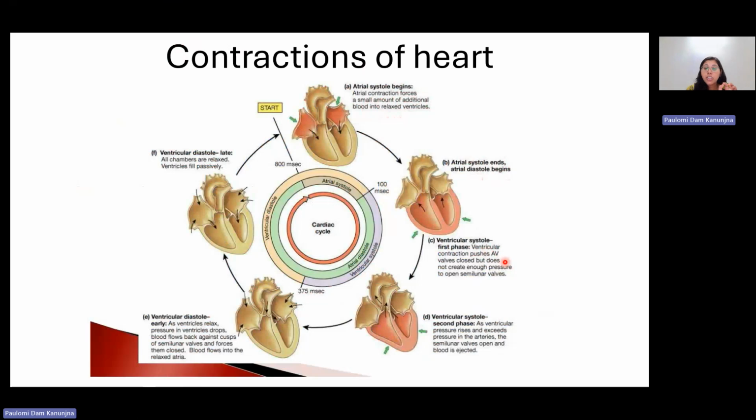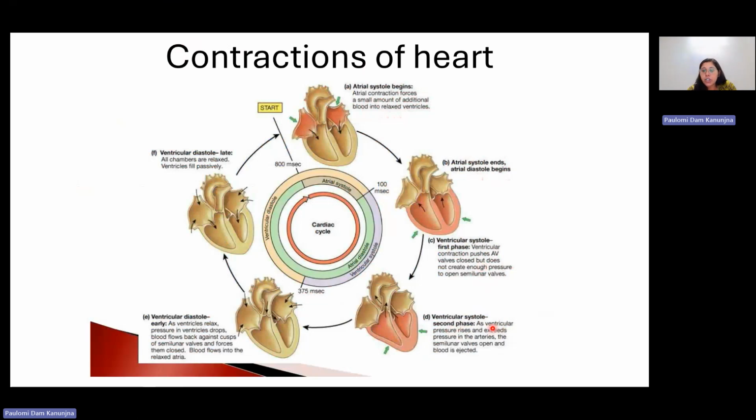Now, what is the first phase? It is your ventricular contraction; any systole is contraction. So it pushes the AV valves closed, but does not create enough pressure to open the semilunar valves. What does that mean? When your blood has flowed, to maintain unidirectionality, the first contraction is for these valves to close back. Then the pressure will build up, creating enough pressure for the semilunar valves to open and the blood to move into the blood vessels, right? That's what it means. So that's why there is a first phase and a second phase.